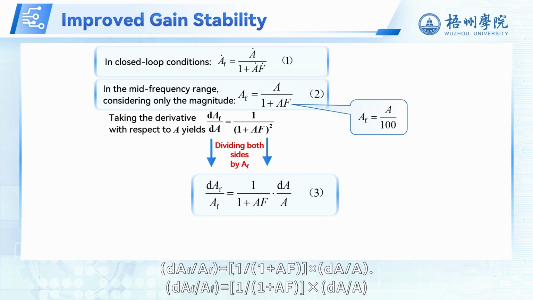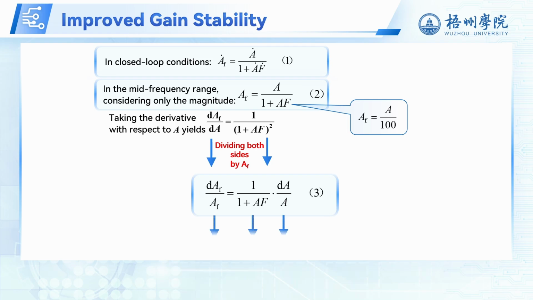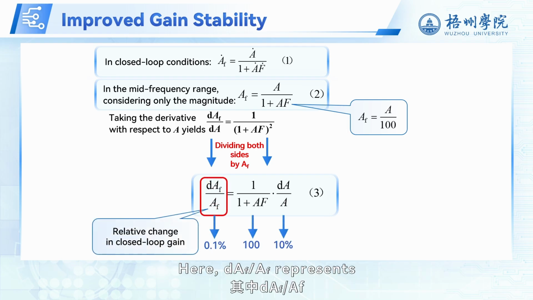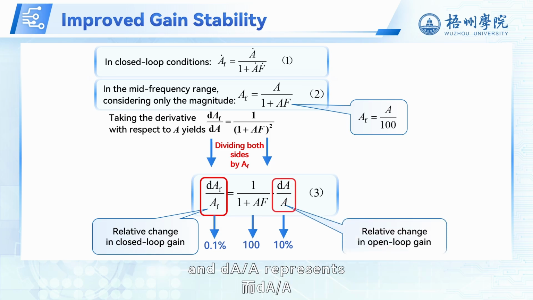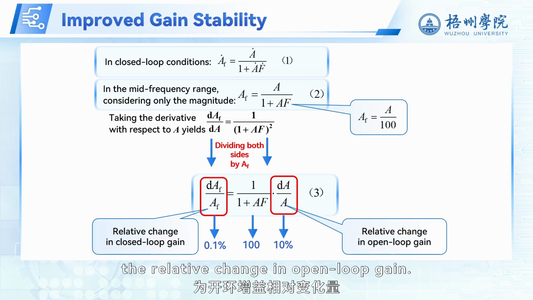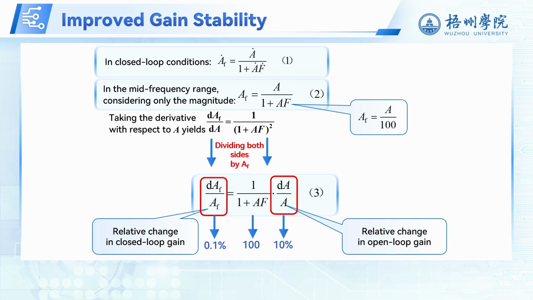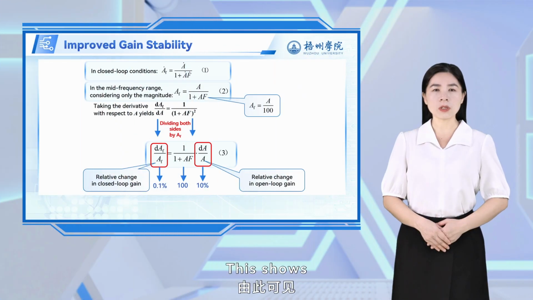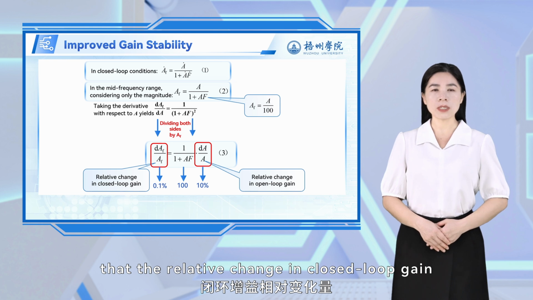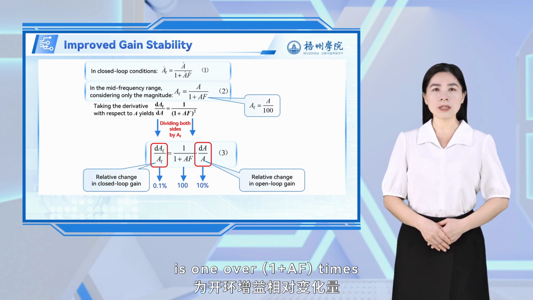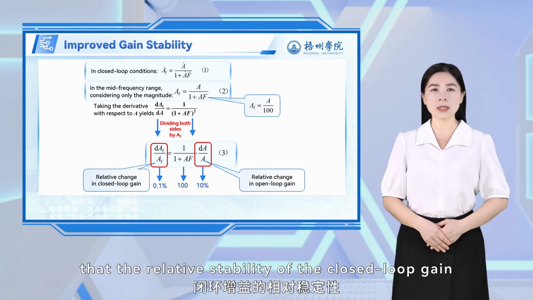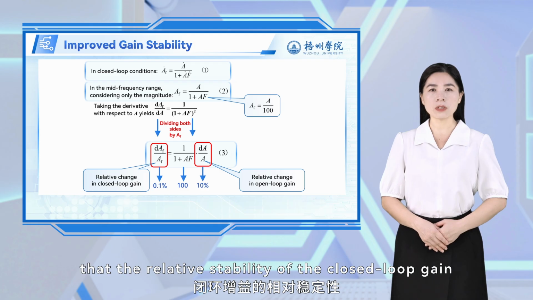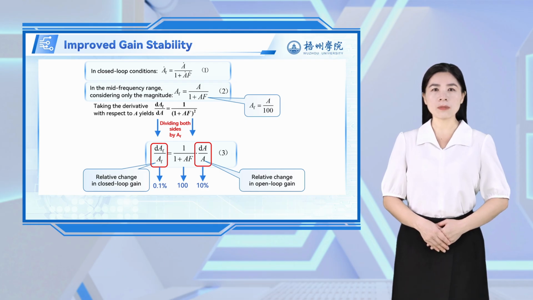dAF divided by AF equals 1 over (1 plus AF) times dA over A. Here, dAF divided by AF represents the relative change in closed-loop gain, and dA divided by A represents the relative change in open-loop gain. This shows that the relative change in closed-loop gain is 1 over (1 plus AF) times the relative change in open-loop gain. This indicates that the relative stability of the closed-loop gain is improved.